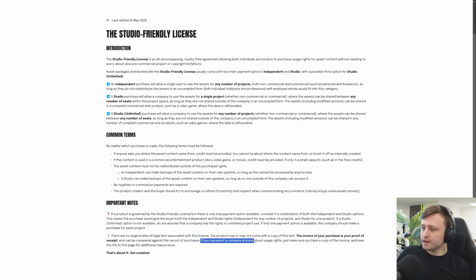If you represent a company anxious about usage rights, just make sure you have a copy of the invoice and save the link to this page for additional reassurance. And there are also some additional common terms outlined, so these are just like general philosophical points about it. No matter which purchase is made, the following terms must be followed.